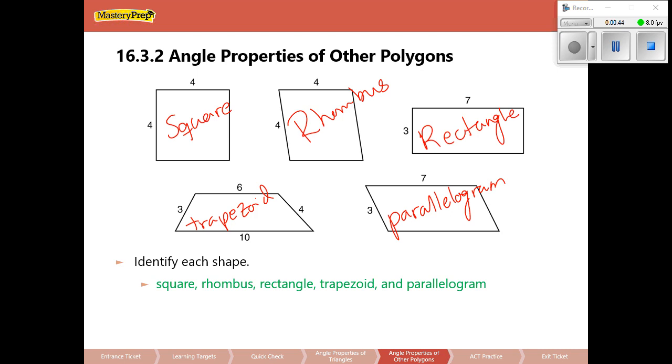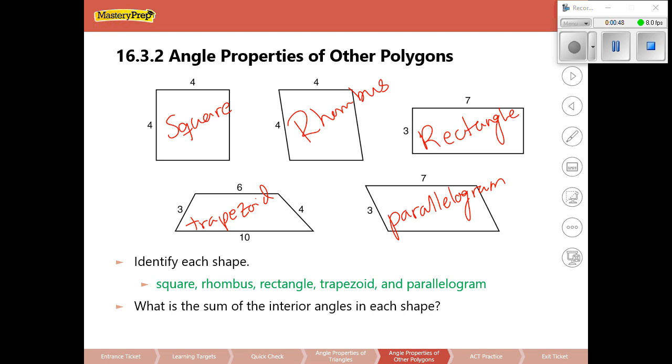Now, the next part of the lesson is asking us, what is the sum of the interior angles of each one of these shapes? Well, we know a square has 4 right angles, and 4 right angles will add together to be what? 360. It works out that all of these are going to be 360, because the sum of the interior angles for any quadrilateral is 360.